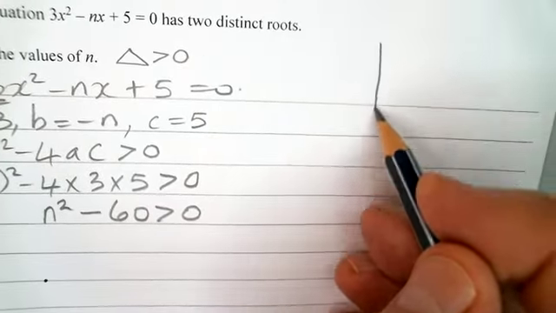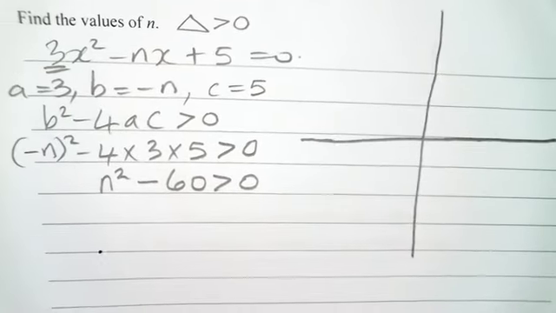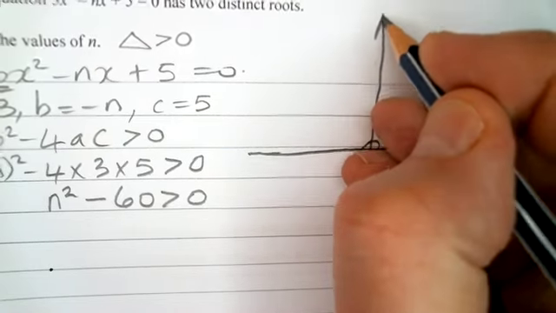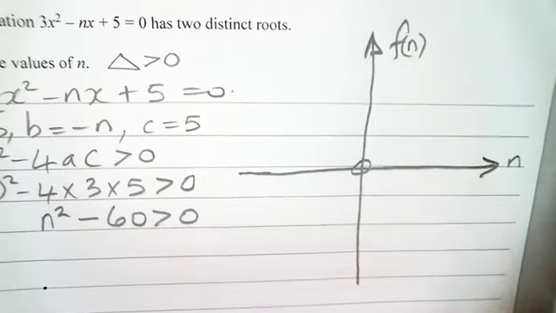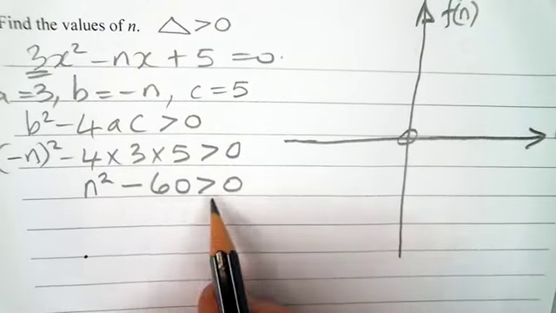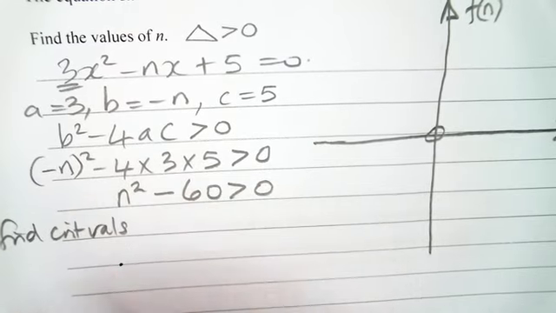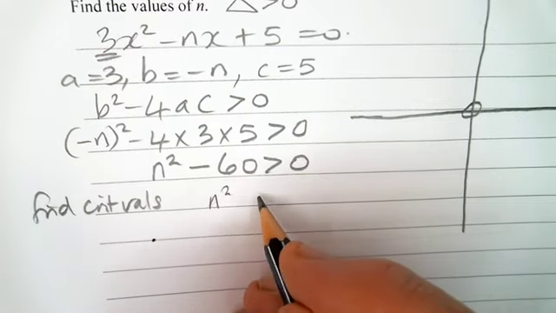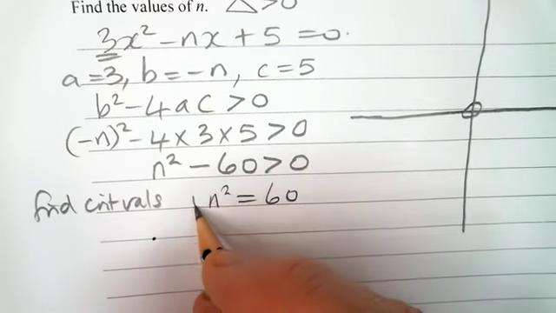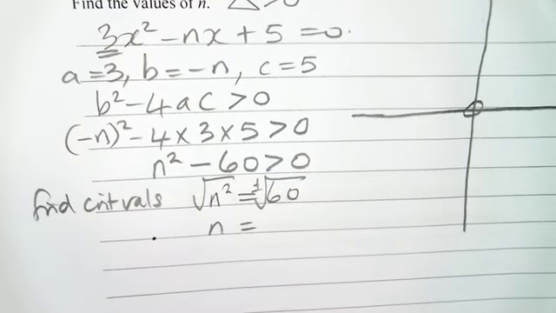I'm actually going to draw this up here. Here is our equation, and I'm going to plot this out. So here's 0. I'm going to call this f of n, that's function of n, and this is our n-axis. Let's now find the critical values. Find critical values. So n squared is now equal to 60. I can find the square root of both sides, and it's going to become plus or minus. So n is equal to the square root of 60.